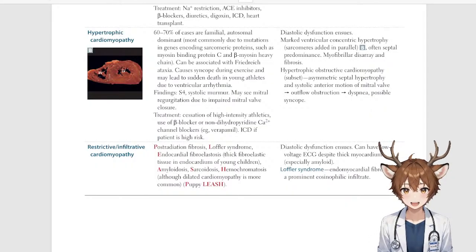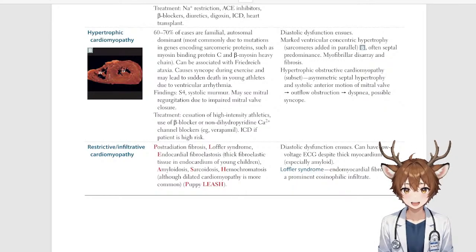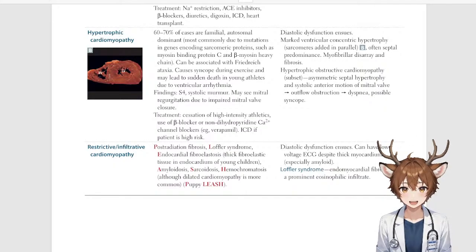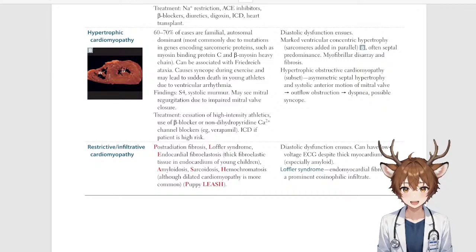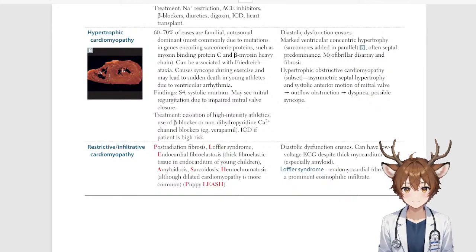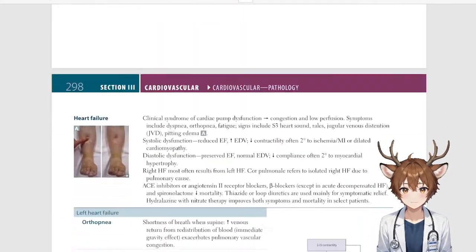Diastolic dysfunction ensues. Can have low voltage EKG despite thick myocardium, especially in amyloidosis. Loeffler endocarditis is associated with hypereosinophilic syndrome. Histology shows eosinophilic infiltrates in the myocardium. And now we'd be going on to heart failure.